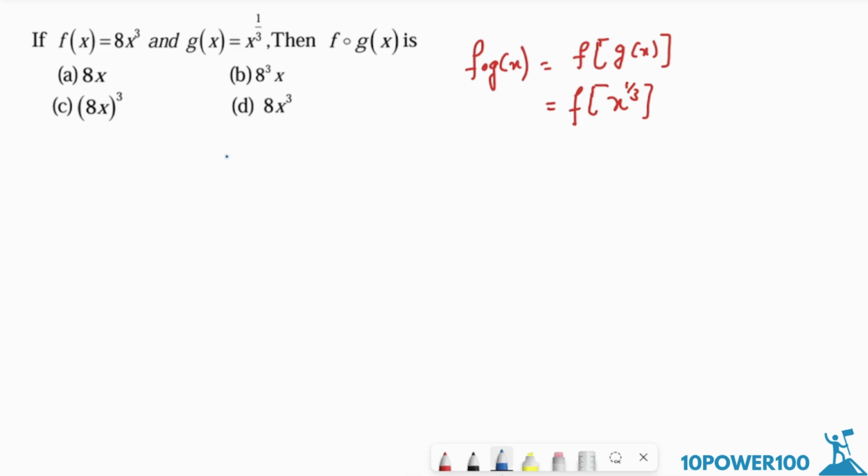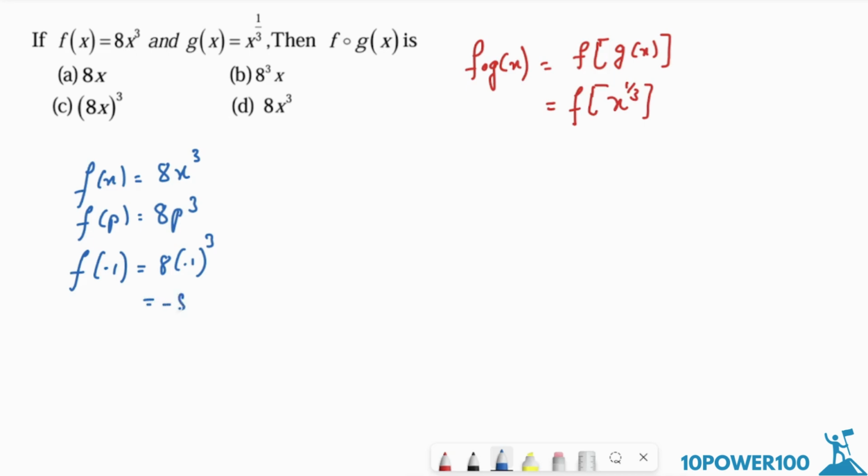Okay, now if you observe, f of x is equal to 8x cube. Now if I ask you what is f of p, you will replace x by p and you will say it is 8p cube. And if I ask you one more, f of minus 1, you will replace x by minus 1. So 8 times minus 1 the whole cube, so you get minus 8. So yeah, it's very simple.